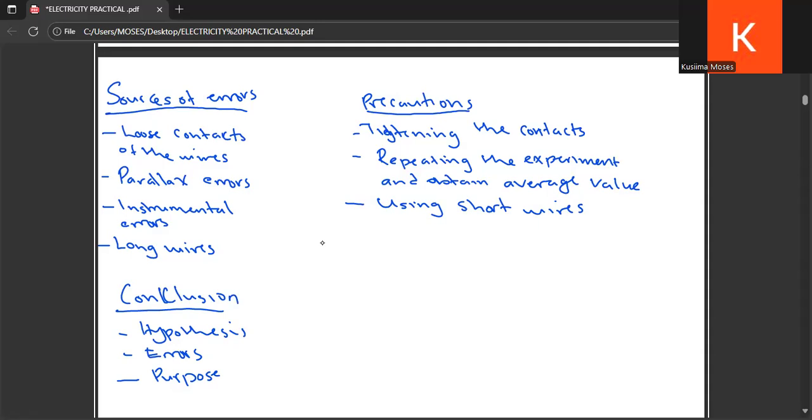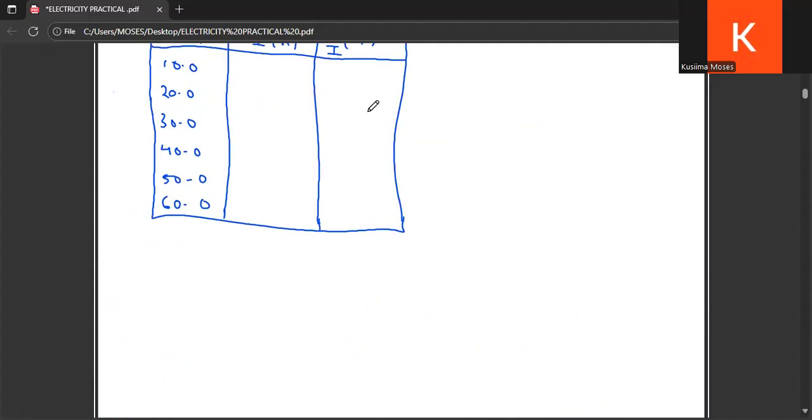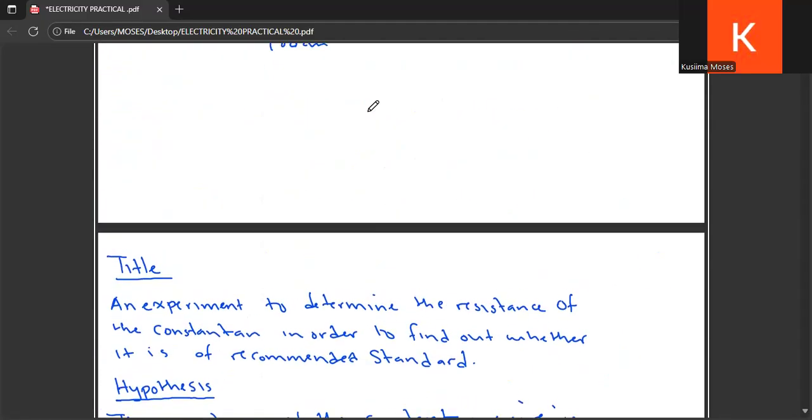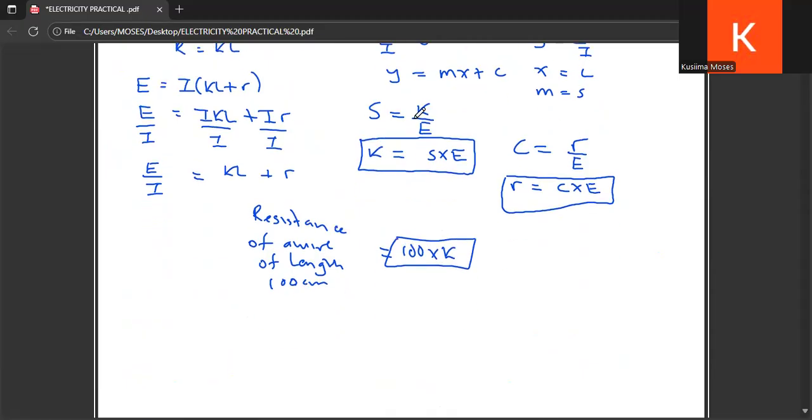But as we answer this item, you can use this same setup to determine the internal resistance of the dry cell by simply getting the intercept on the y-axis. Then you come and say that our R is going to equal C times E. In case the item is about determining the internal resistance of the dry cell, you can use this very setup.